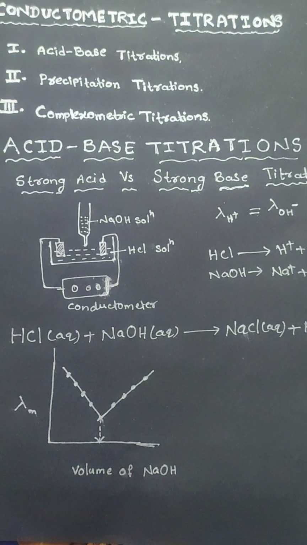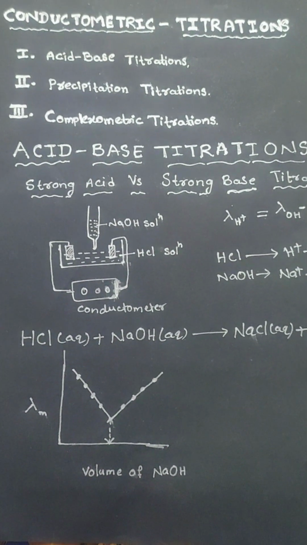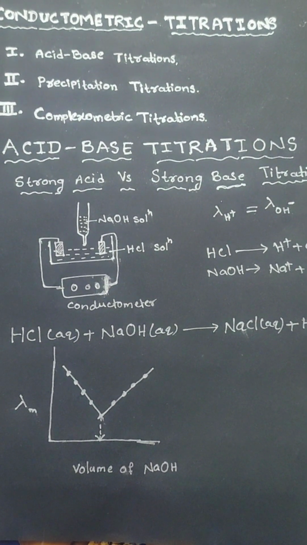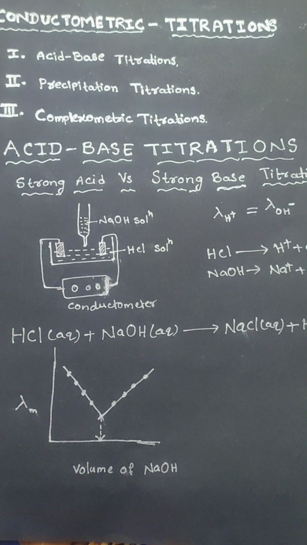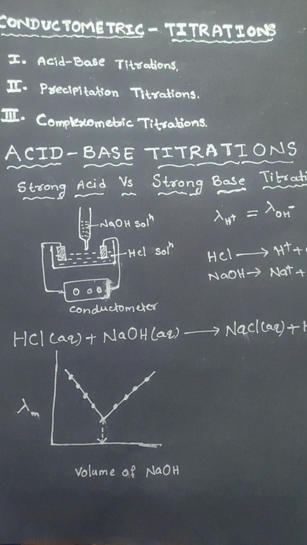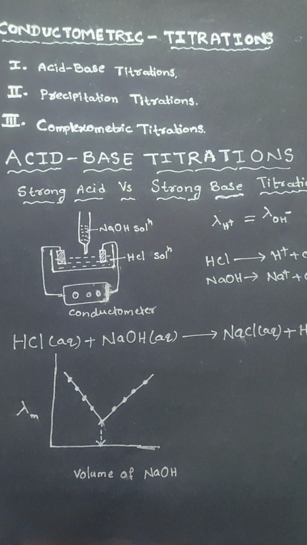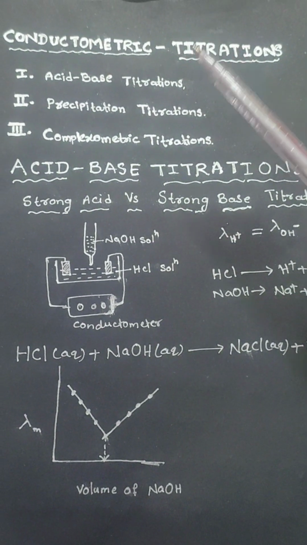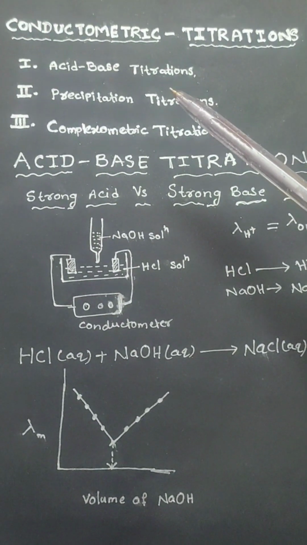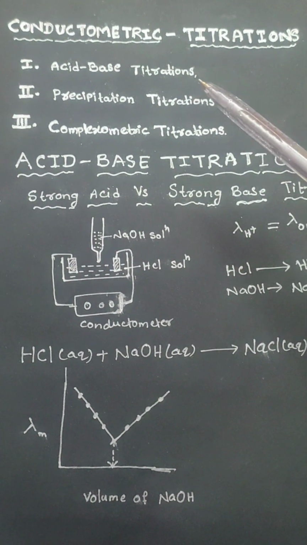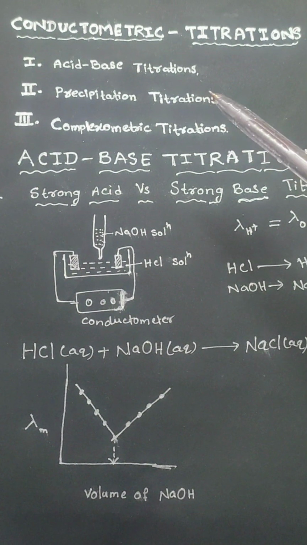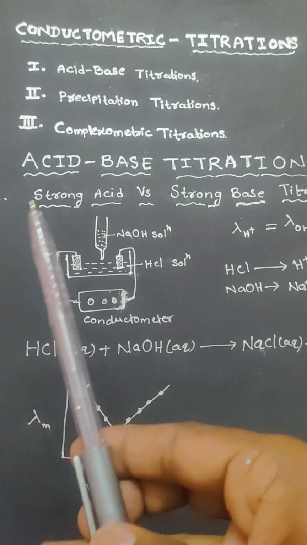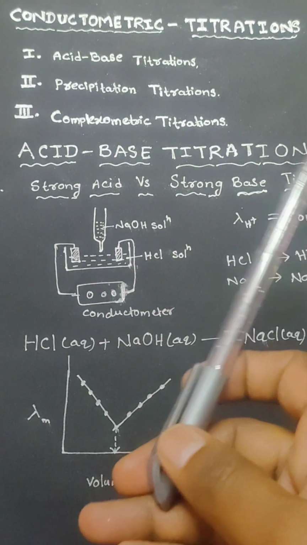Hello my dear students, in this video now we are going to discuss conductometric titrations. In conductometric titrations, conductivity or conductance of the solutions is measured by using the conductometer. There are many types of conductometric titrations, but here we are going to discuss three types of conductometric titrations. First one is the acid-base titrations, the second one is the precipitation titrations, and the third one is the complexometric titrations. Now first of all we discuss the acid-base titrations.